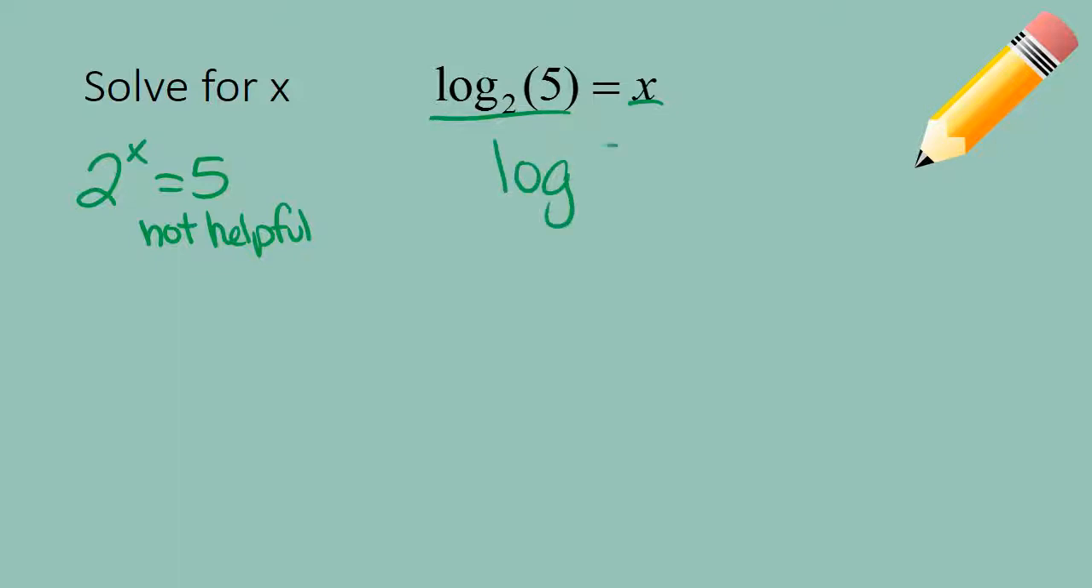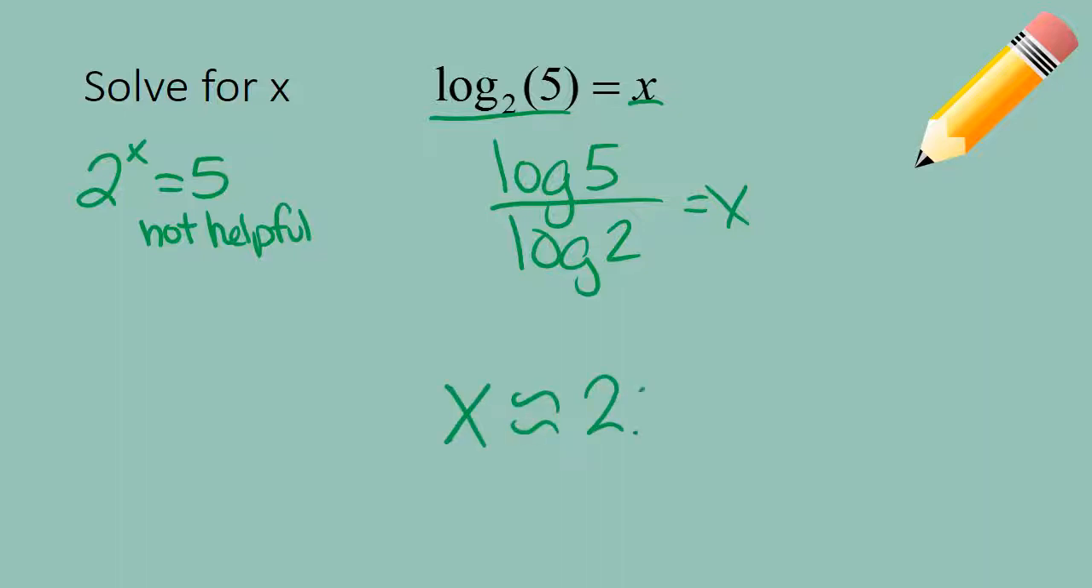So if I type in my calculator log of 5 divided by log of 2, I'm going to end up with a decimal. So plug that in, and I would like you to round to the nearest thousandth. So thousandth would mean how many decimals? 3. So I'm going to say x is approximately 2.32, and I would round up that 3rd decimal since the 4th one is a 9.